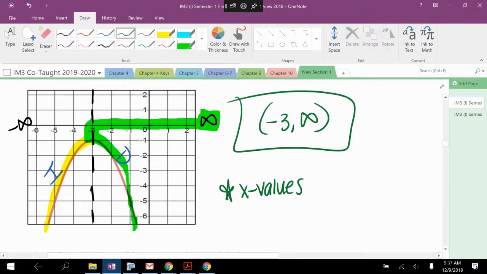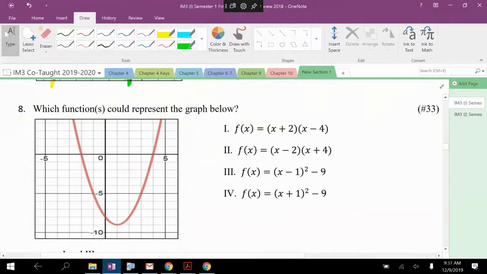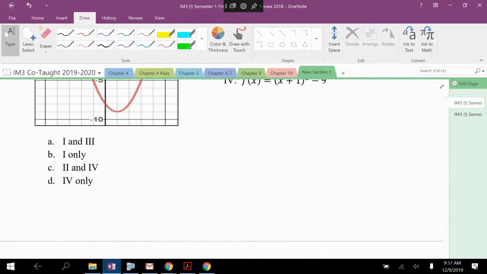Okay. Now, out of all the questions, I feel like the next one is, quote unquote, the most challenging because you have to think a lot about each choice. And you have to do a process of elimination. Okay? So I want to make sure everyone's ready for that one. Okay, take a look. Which function or functions could represent the graph below? You can see that you're going to have to choose one of them, or two of them. Okay, we'll have to figure that out.